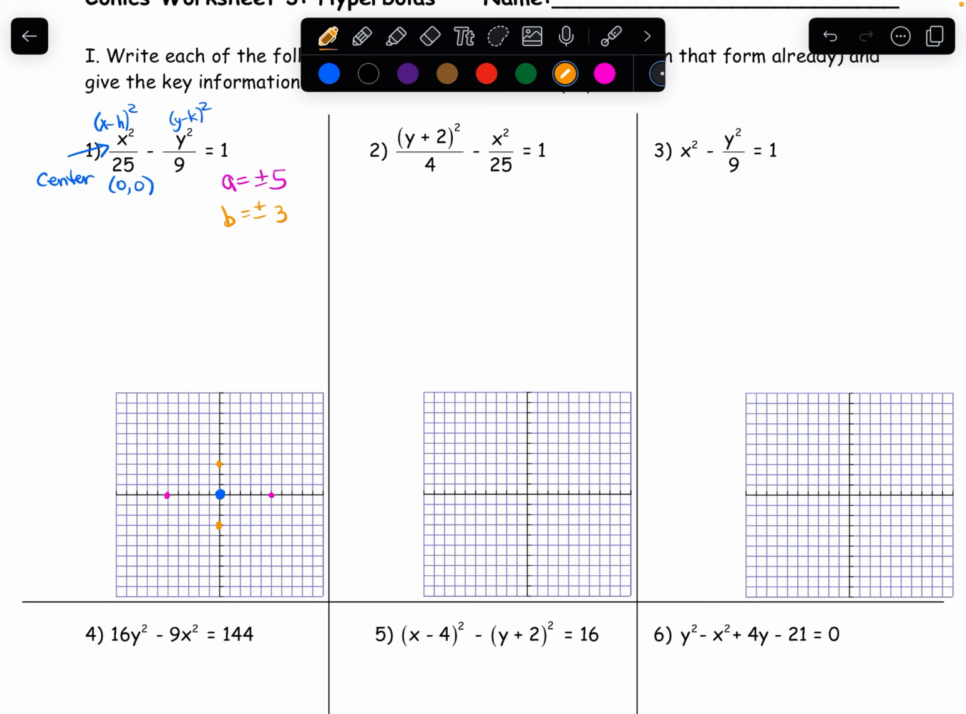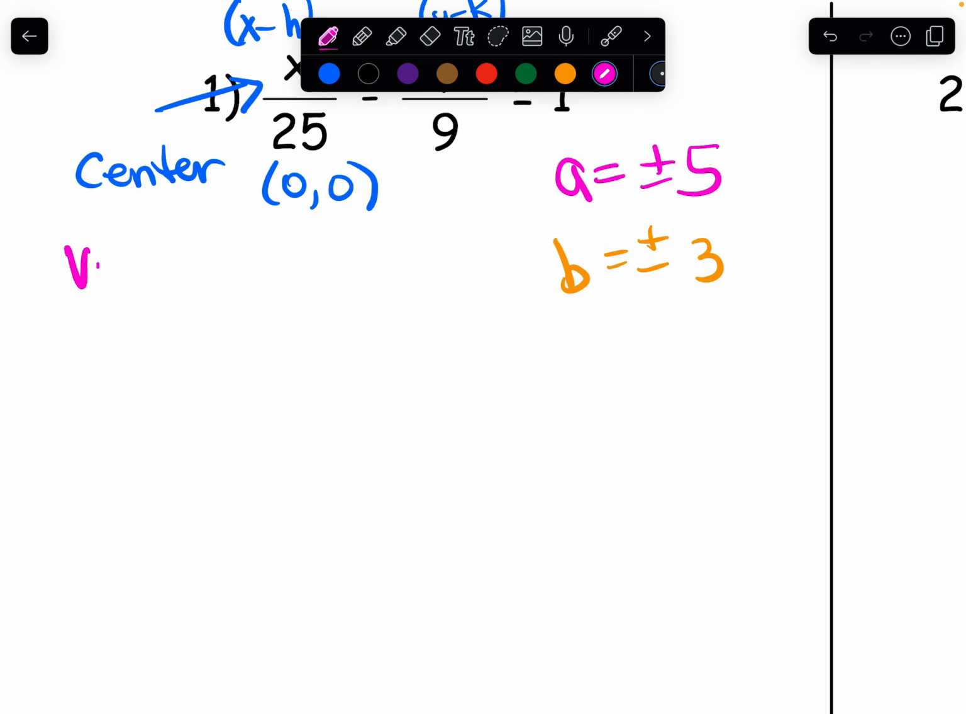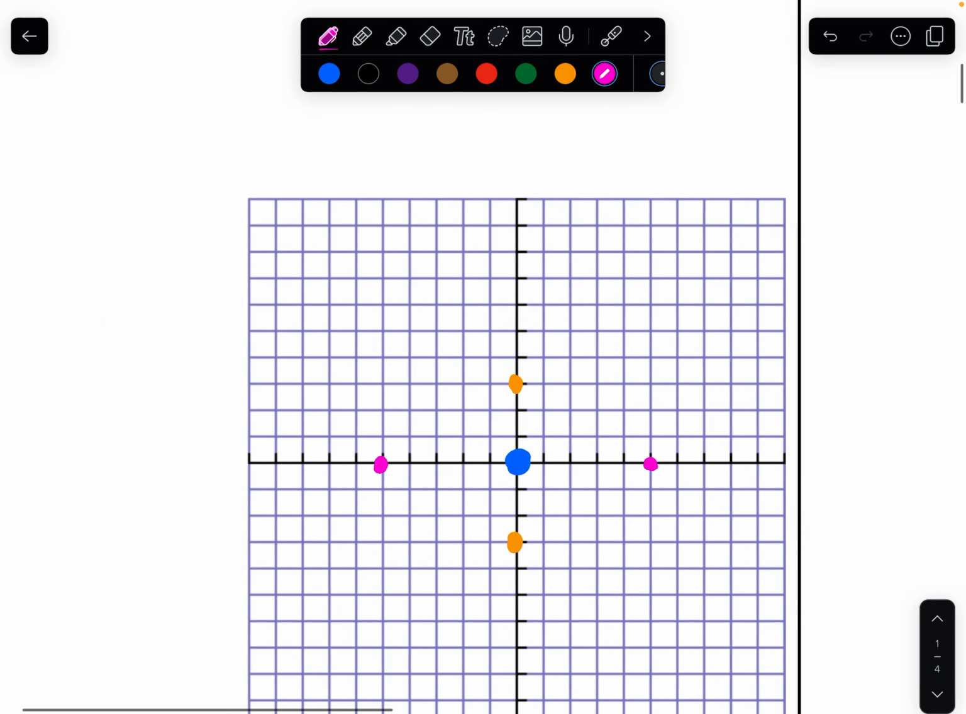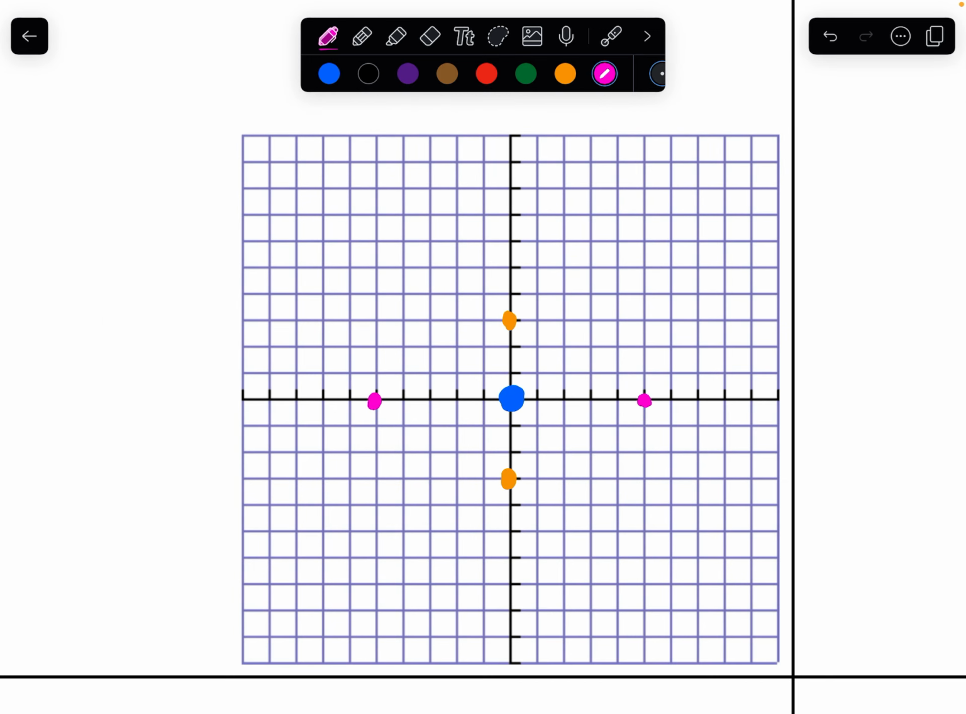Right now, we just found the vertices. The vertices, because X came first, I could have looked at it like this and done 0 plus or minus 5, comma 0, and gotten plus or minus 5, comma 0, or if you need to write it as 5, 0, negative 5, 0. Or you could have looked at this, and the pink ones are the vertices. Okay? And they're at 5, 0, and negative 5, 0.